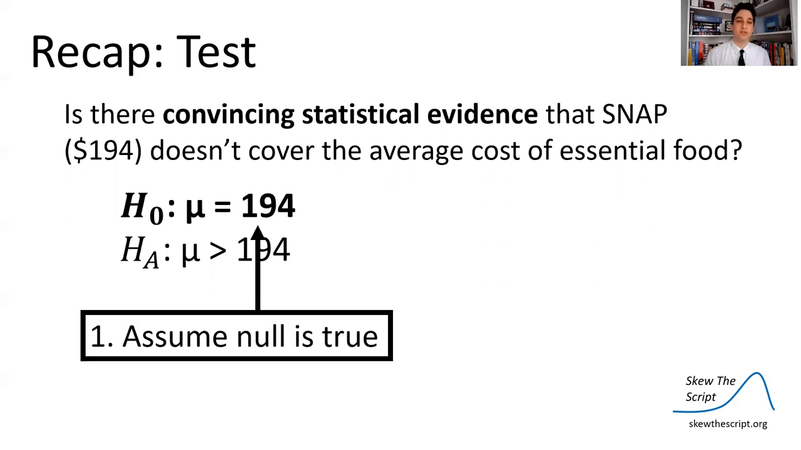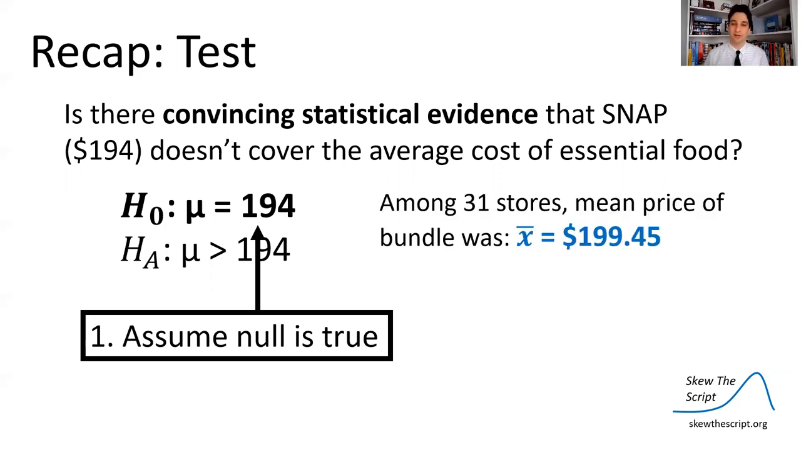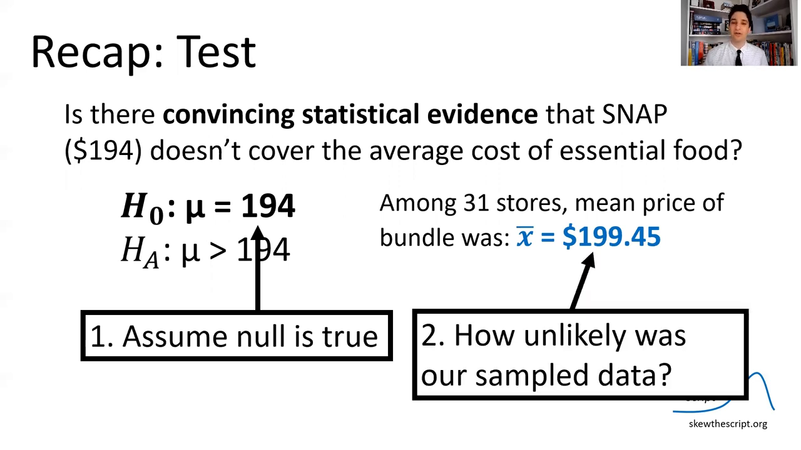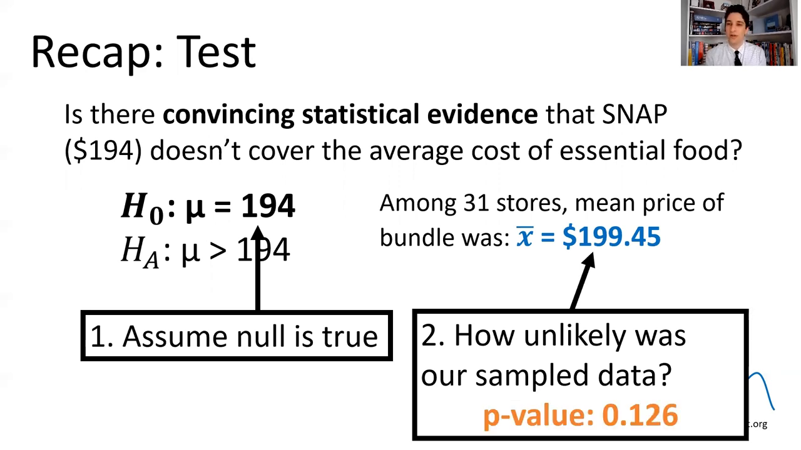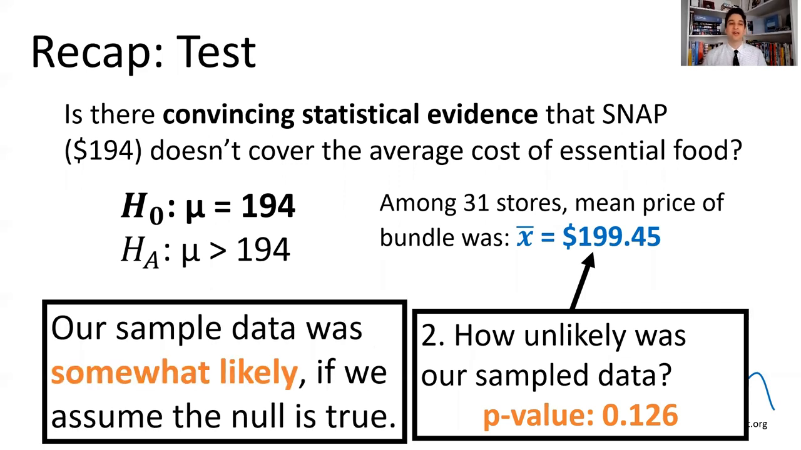We first assumed that the null is true, that the true mean of the sample bundles is going to be equal to the amount SNAP provides, $194. Then we got a sample, and among the 31 stores, we found that the sample price was a little bit higher, 199.45. So maybe we can reject the null. So how unlikely was the sample data? Well, we found the p-value 0.126, 12.6%. That's still somewhat likely to get something that high if the null is true. So since our sample is somewhat likely under the null assumption, we might not be able to reject it.